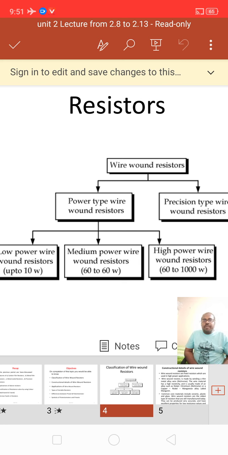Okay, low power wire wound resistors take up to 10 watts power. Medium power wire wound resistors take 10 to 60 watts power. High power wire wound resistors take 60 to 1000 watts power.